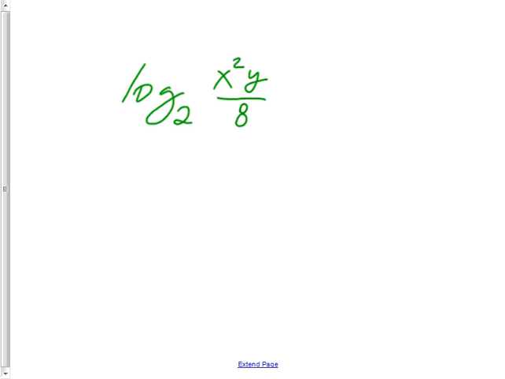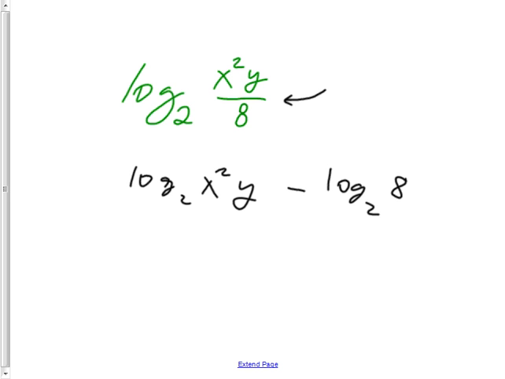Okay, so this can be broken up into expanding it into log base 2 of x squared y. I'm not going to do the whole thing at once. Minus log base 2 of 8. Do you get how that minus made up for that divide? Got it replaced? Does that make sense? Now let's do some simplifying.